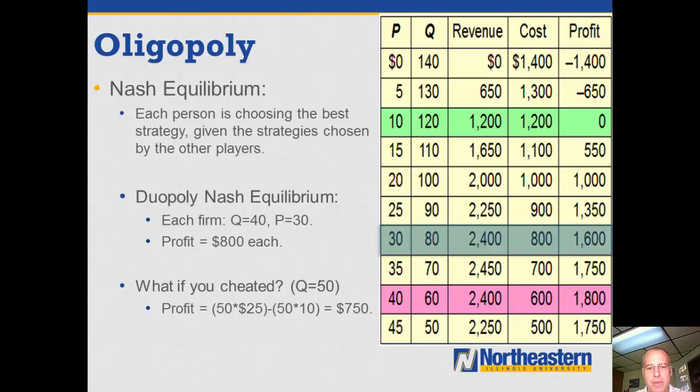And we can examine the profit of the cheating firm. 50 times 25 is $1,250 in revenues. Each unit costs $10 to produce, remember, so there's $500 in costs, which means the cheating firm's profits are $750. Notice that this is less than the $800 they would receive in profits if they stuck to the agreement. So in this case, we see that the cheating firm has no incentive to cheat. They should stick to the Nash equilibrium.